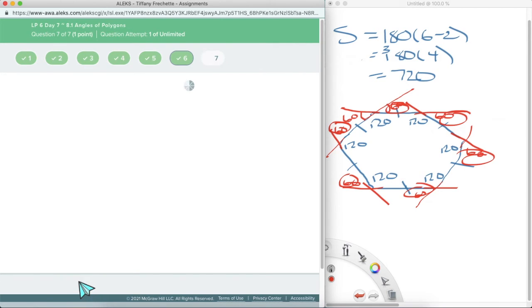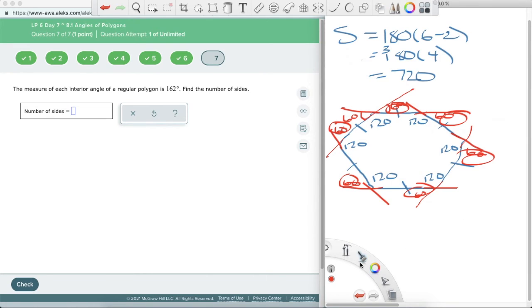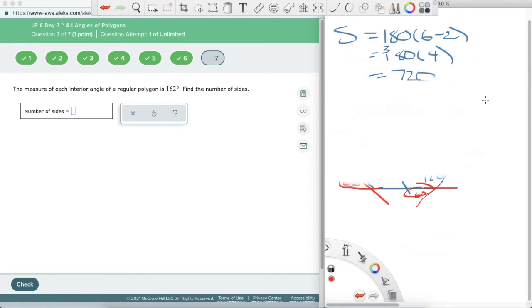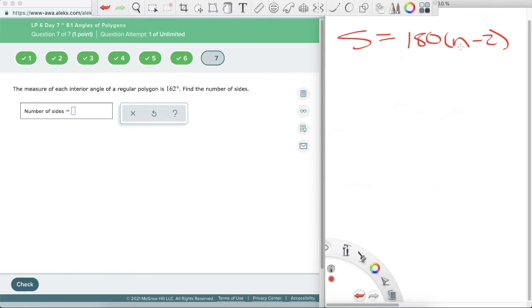All right, so the measure of each interior angle of a regular polygon is 162 degrees. Find the number of sides. So this is a lot like, I think it was number 3 or 4. We have this formula, right? And sometimes they tell us the number of sides, sometimes they tell us the total. Well, in this case, they're telling us each. I know it's a regular polygon, so however many sides there are, they're all the same length, and the angles are all the same. So each one is 162, but I don't necessarily know how many there are. So I have to take a little extra step.